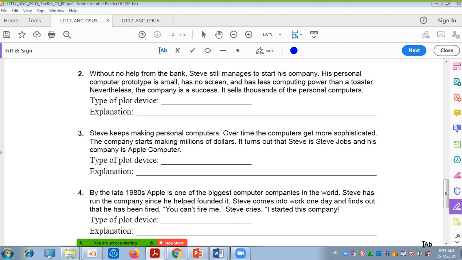What happened here? Situational irony. Why? Because no one, like me, expected that the company would be successful. Yes, because without the help from the bank, Steve started his company of making personal computers. He made his personal computer prototype.